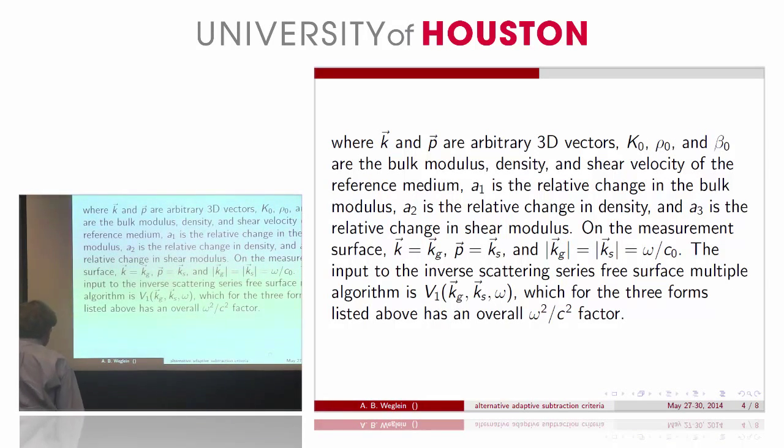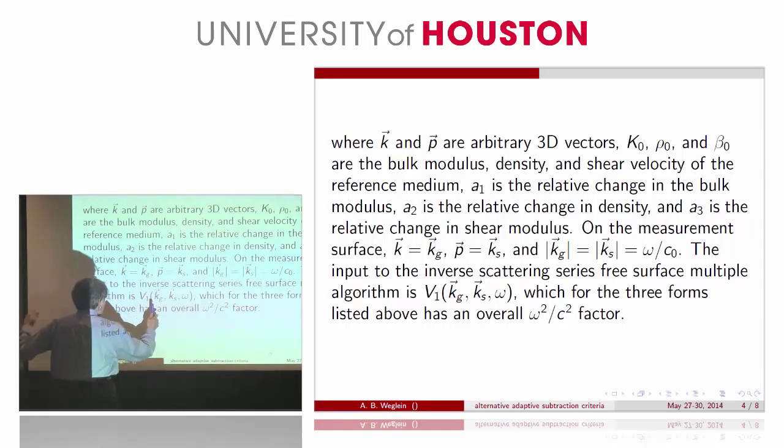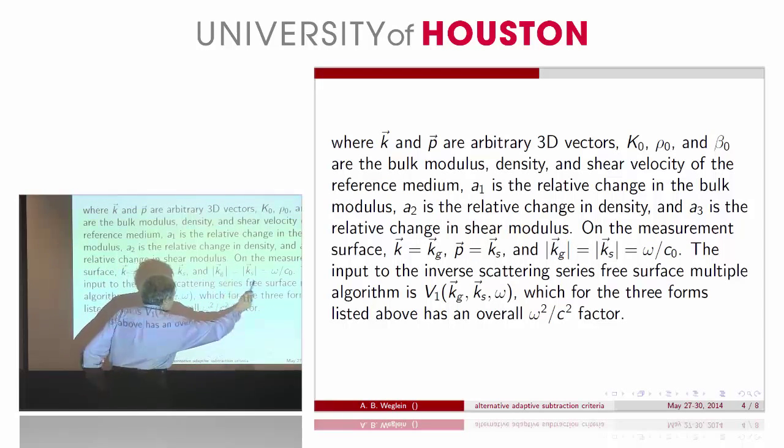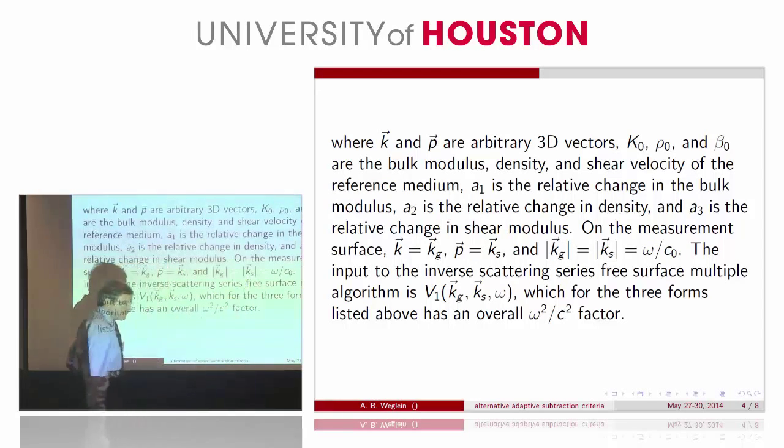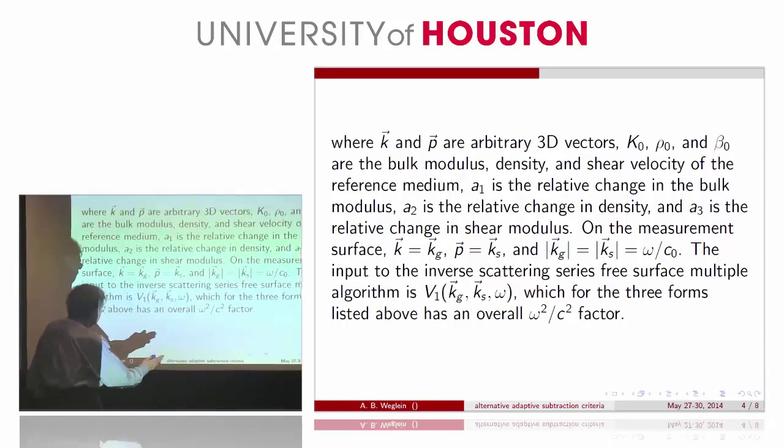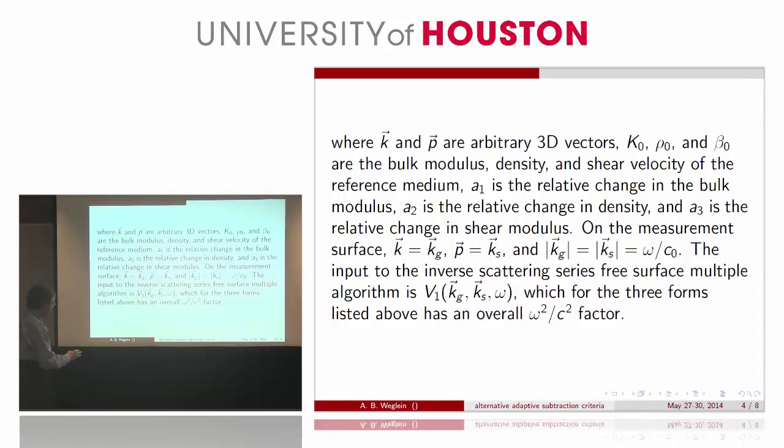In other words, when you evaluate that V1 on the measurement surface, it takes that K and P and forces this relationship. The vertical wave number and the horizontal wave number are restricted by their magnitude being omega over c, where omega is the single frequency that you're assuming in this equation.